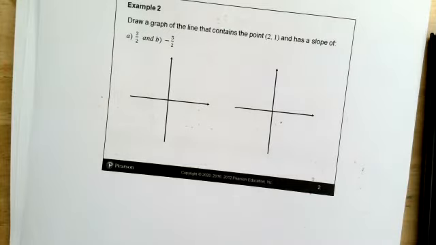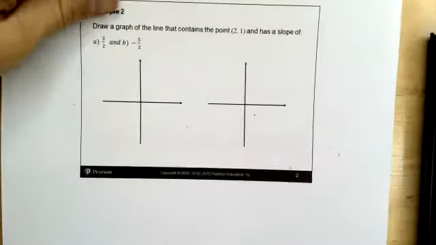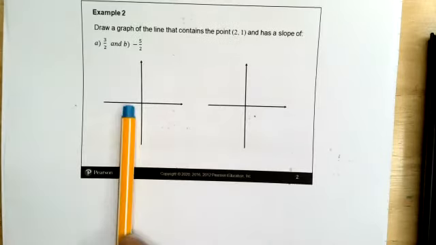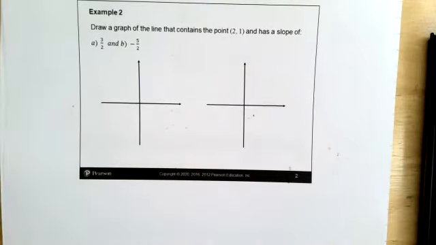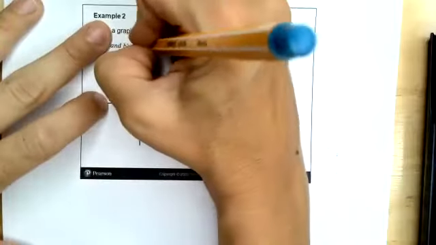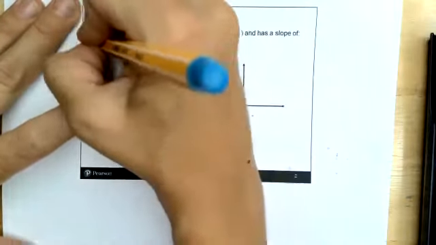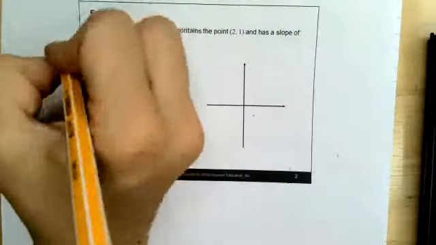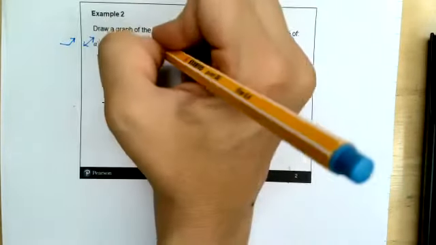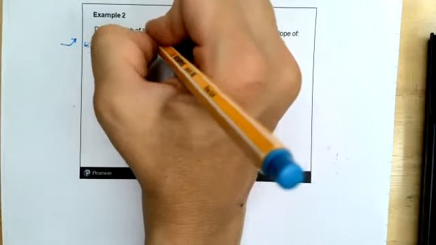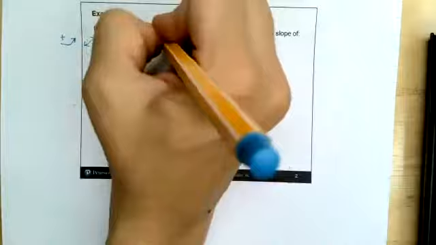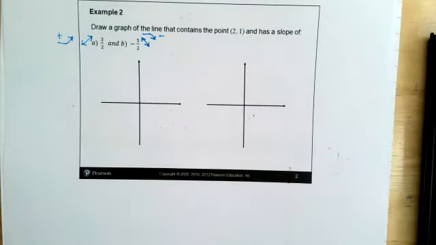So example 2 asks us to draw a graph of the line that contains the point (2, 1) and has the slope of 3/2 for this one and -5/2 for this one. So -5/2 I know should look like this. +3/2 I know should go in this general direction because that's a positive slope. This is a negative slope. So I just keep that in my mind.